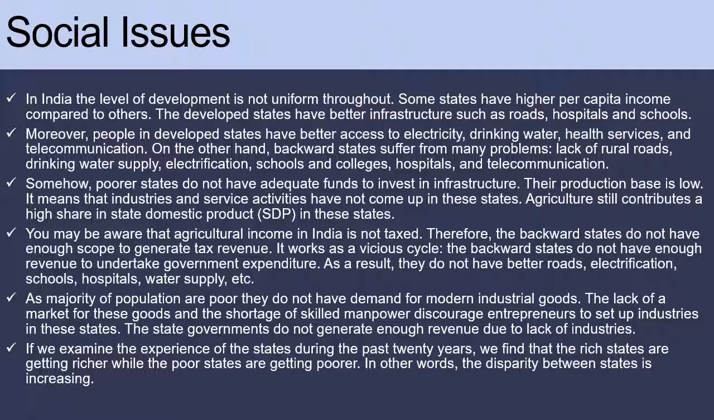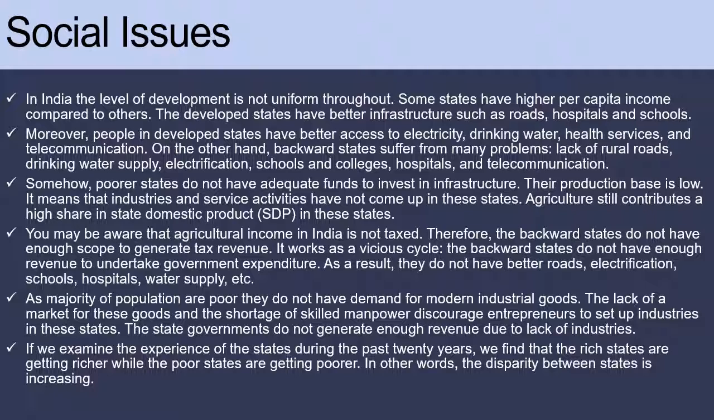Their production base is low. It means that industries and service activities have not come up in these states. Agriculture still contributes a high share in state domestic product, SDP, in these states. You may be aware that agricultural income in India is not taxed. Therefore, the backward states do not have enough scope to generate tax revenue.